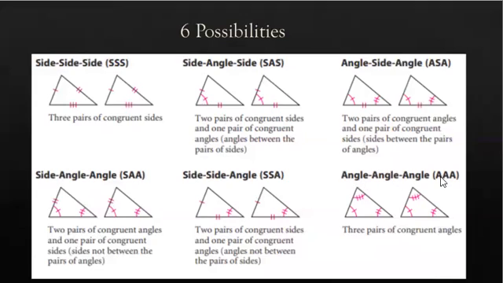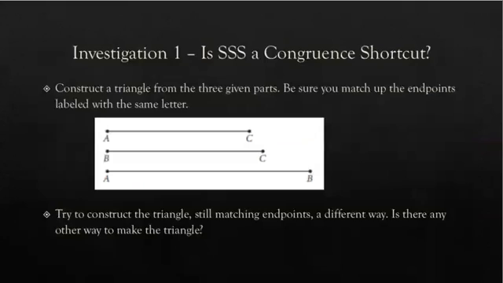And the last possibility would be angle angle angle. 3 pairs of congruent angles. Will those always form congruent triangles? Today we'll look at 3, and in the next lesson we'll look at the other 3. So our first investigation would be the side, side, side. Is that a congruent shortcut?